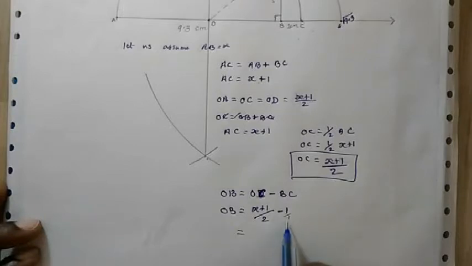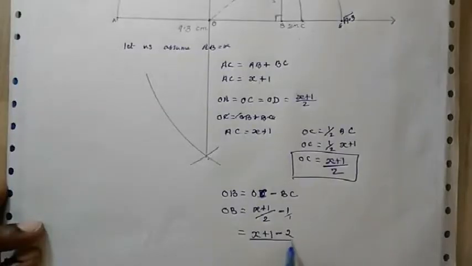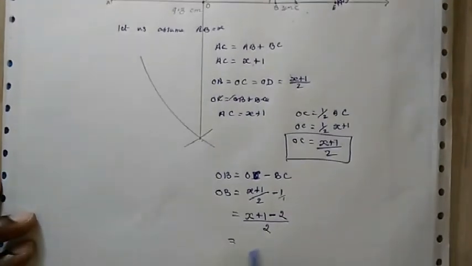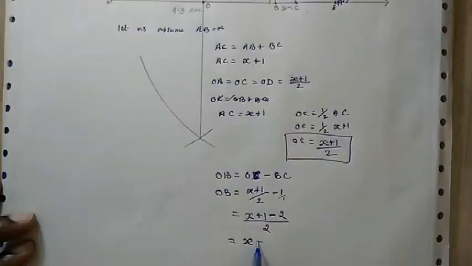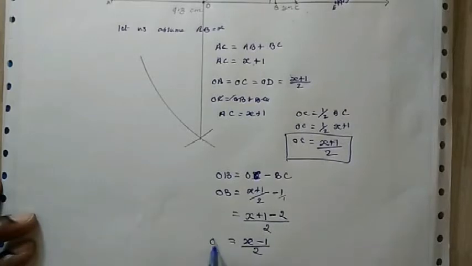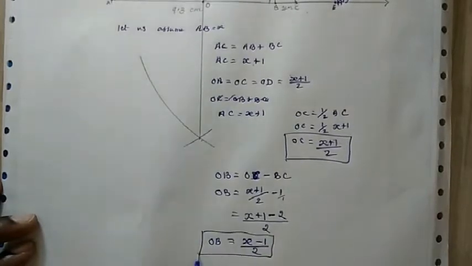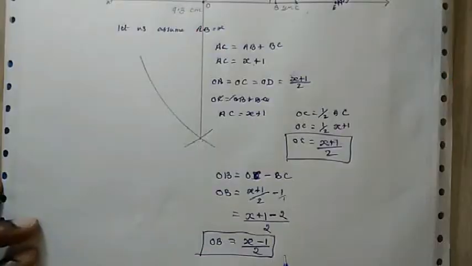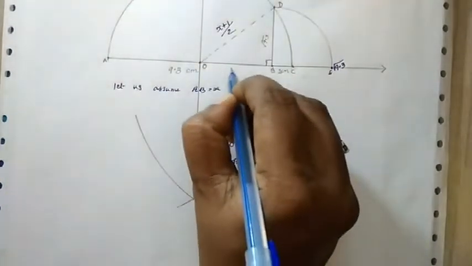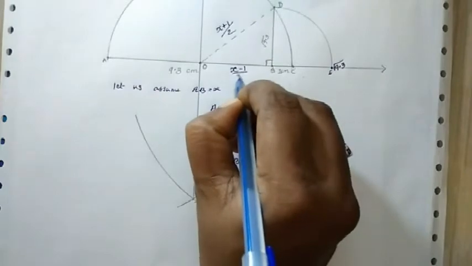Then we want the denominator to be the same, so with 2 you multiply both sides. You will get x + 1, then minus 2 ones are 2, and here also 2. So the denominator will be the same. What we will get? x minus 2 and here plus 1, so we will get minus 1, because the bigger number's sign will come, then 2. So OB we found out is (x - 1)/2.